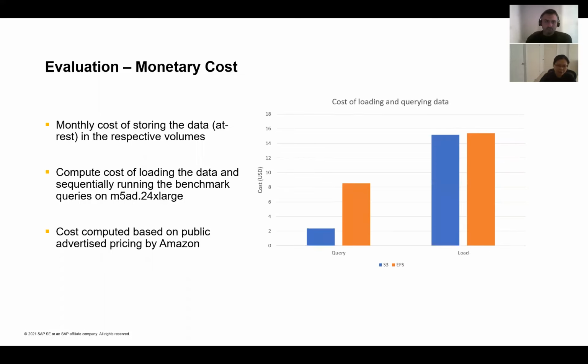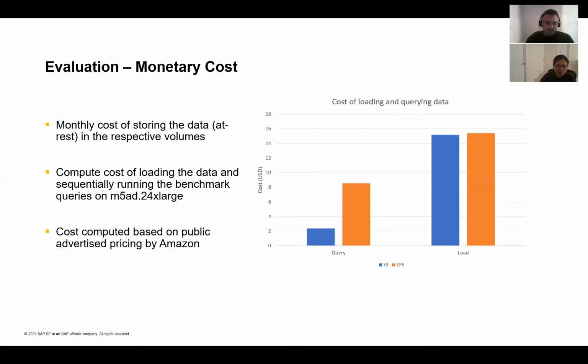The next graph we see is the cost to load and query the data. We can see the query cost in our approach is again cheaper than EFS. And for loading the data, the costs are close, but it's still slightly cheaper on S3 using our approach than using block storage on EFS.